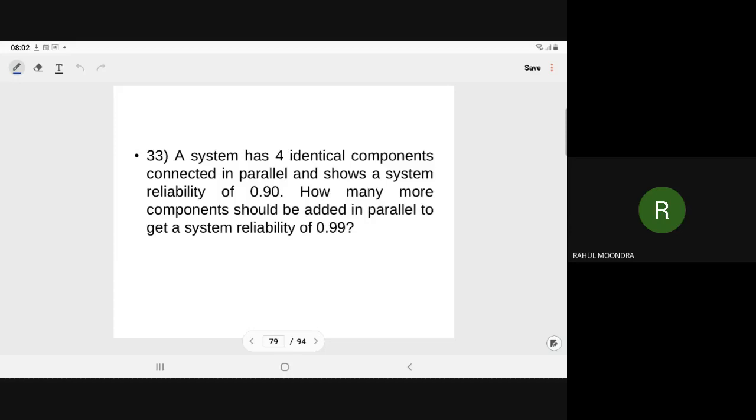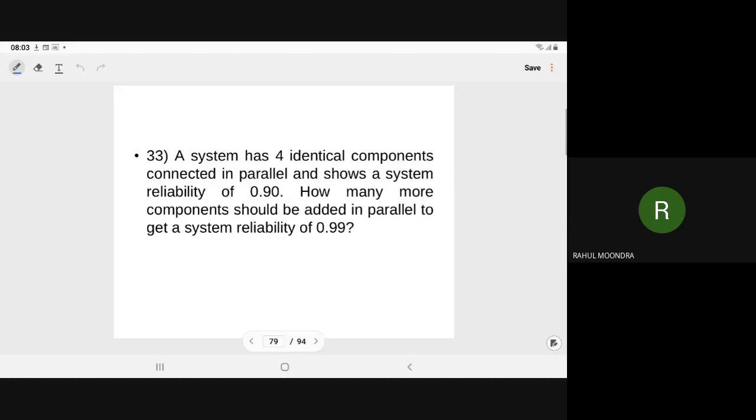A system has four identical components connected in parallel and shows a system reliability of 0.90. How many more components should be added in parallel to get a system reliability of 0.99? So presently there are some components arranged in parallel giving a reliability of 0.90. Now we want to increase the reliability up to 0.99. So how many more components do we require?